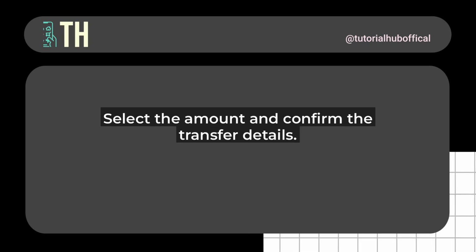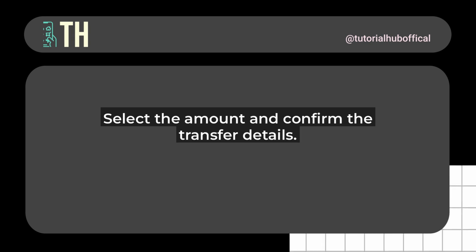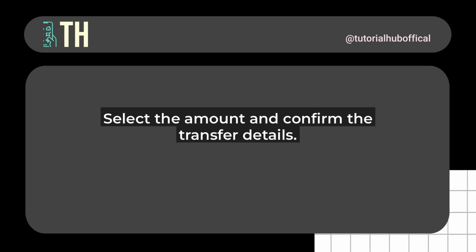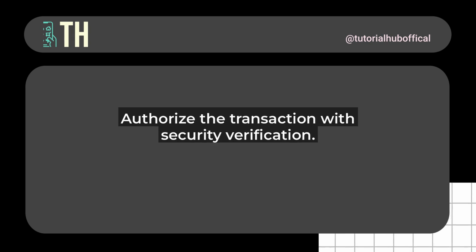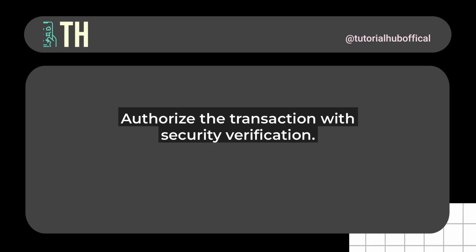Remember, there might be daily limits or small fees depending on your US bank account type, so check that in advance. Hit Confirm and authorize the transfer, most likely with a PIN, fingerprint, or two-factor authentication. The money should hit your Cash App within 1 to 3 business days in 2025, thanks to faster banking networks.